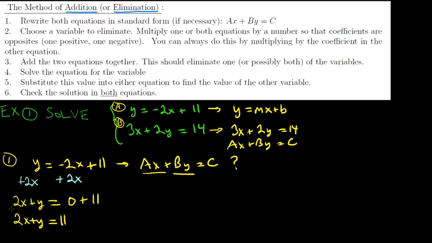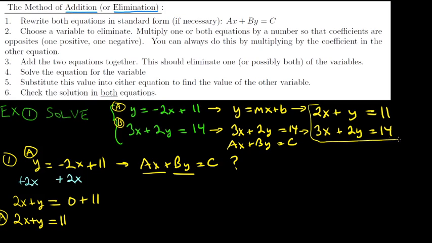So there's equation A, but now it's in the general form. It's in the form we want. So we can rewrite this in the form 2x plus y equals 11. And the second equation we can leave alone: 3x plus 2y equals 14. Okay, so there's our system.